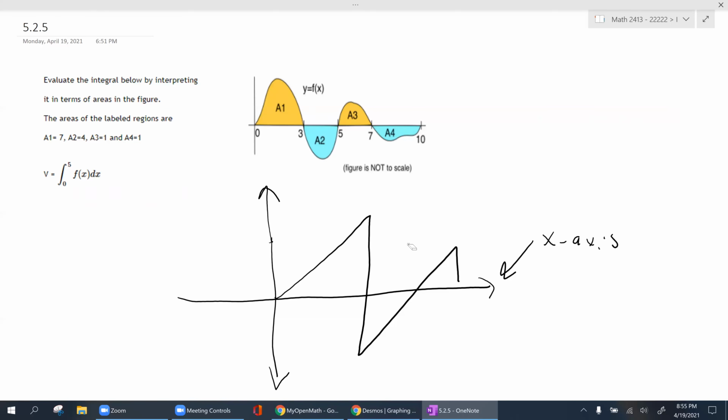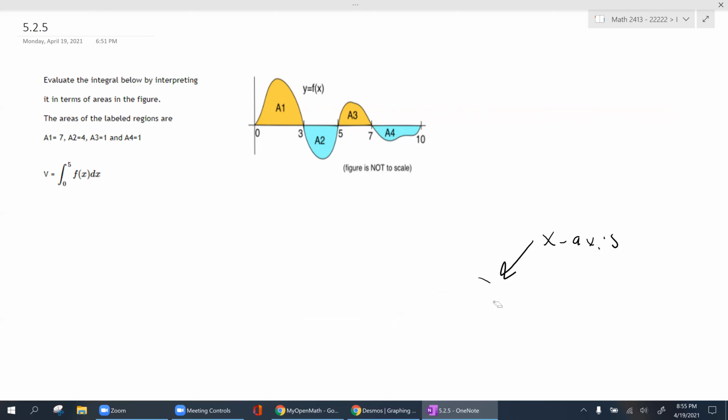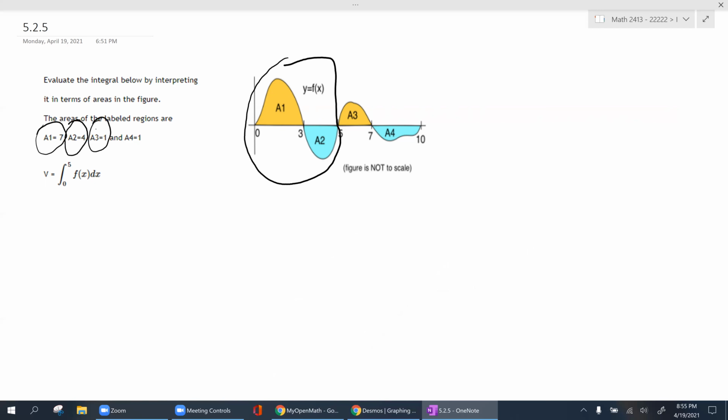So in other words, for this shape here, they're telling me I need to find the integral between 0 and 5. So I'm focused on these shapes here. I'm focused on this side here. The area is just adding my areas together. I'm telling you here that area 1 is 7, area 2 is 4, area 3 is 1, and area 4 is 1. So everything that's orange is going to be positive. Everything that is blue is going to be negative.